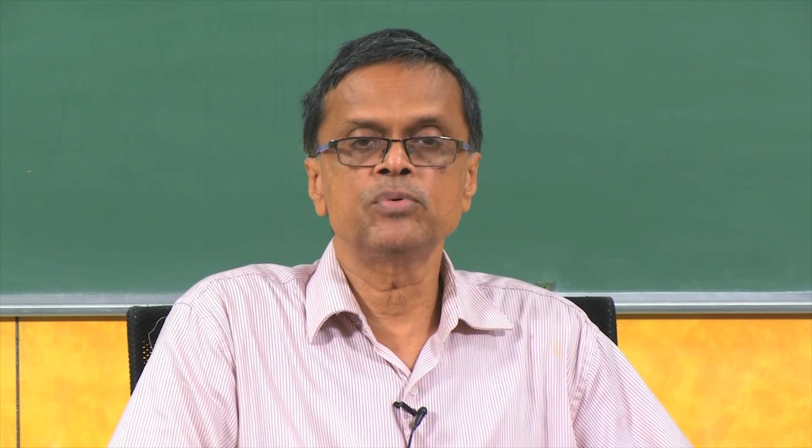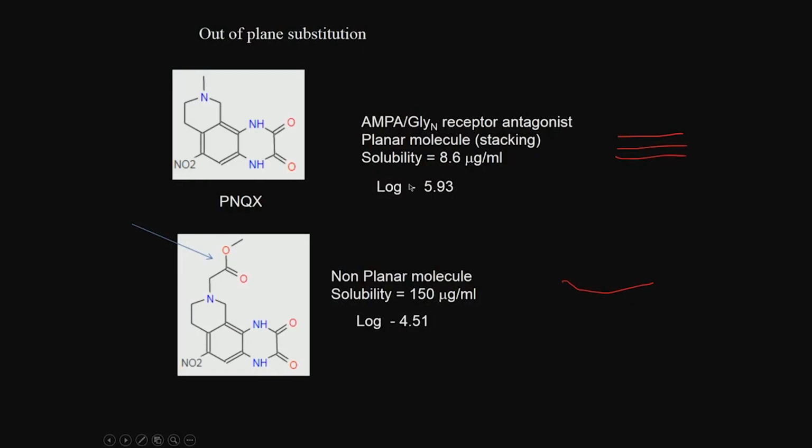Sometimes they add another material which prevents the crystallization of the parent compound, the drug, so that the drug becomes amorphous. There are many examples where, when we make the formulation of the drug, they add another compound which will prevent the crystallization, and hence the formation of crystal structure. So, again the log P, there is a difference in this, minus 5.93 to 4.51.